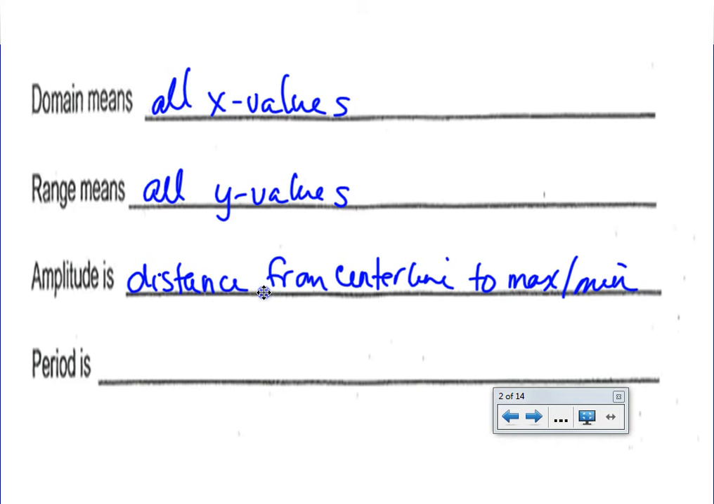And the period is the distance over the domain for the graph to complete one cycle. Usually in science, the x-axis is your time axis, but we're just going to say it's the distance over the domain for the graph to complete one cycle.